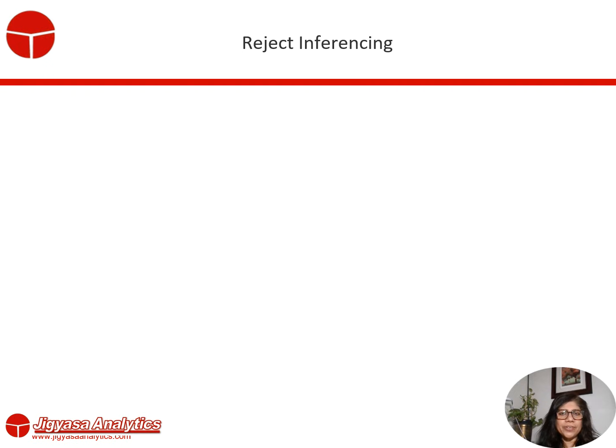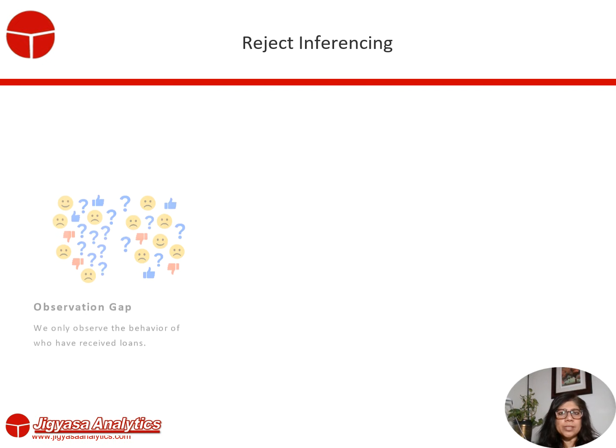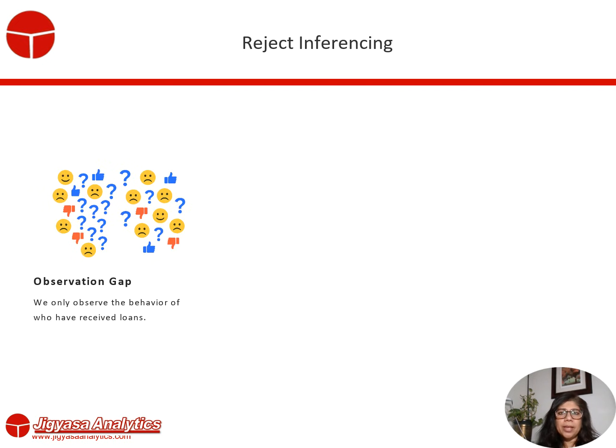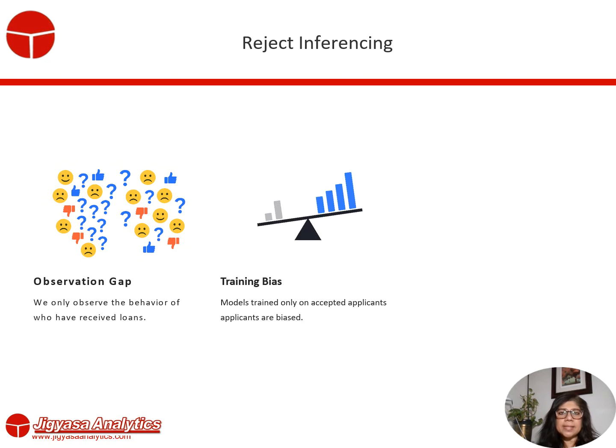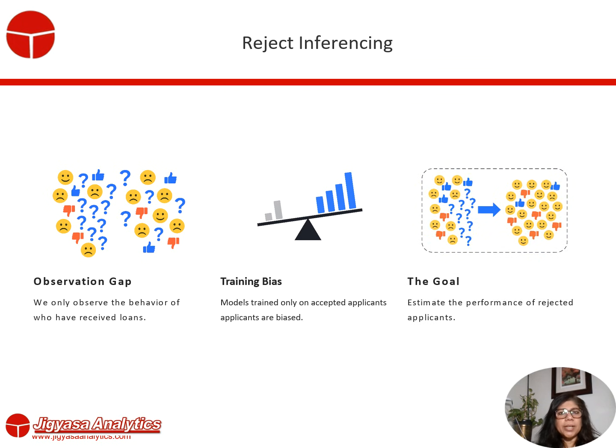A common problem in credit scoring is that we can observe only the behavior of applicants who have received loans. Rejected applicants have not received a loan at all from our lender, and so they cannot default on any such loan. The dependent variable is therefore unknown for rejected applicants, and so models can only be trained on accepted applicants, which introduces bias. To remove this bias, we need to estimate how rejected applicants would have performed, and that is the goal of reject inferencing.